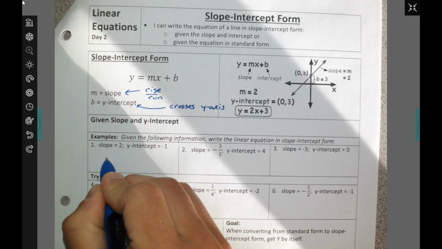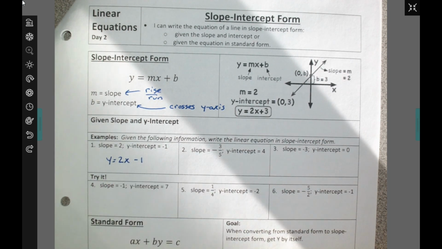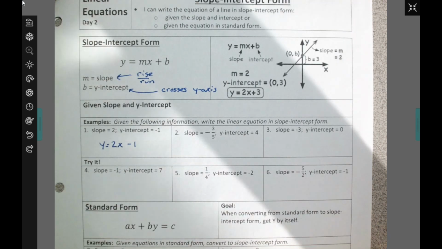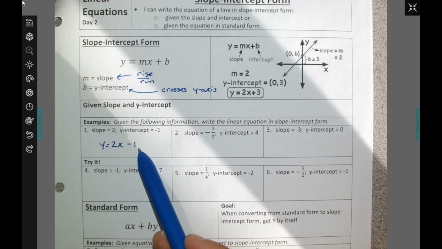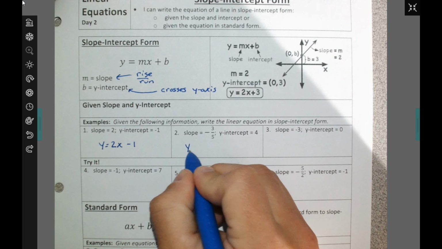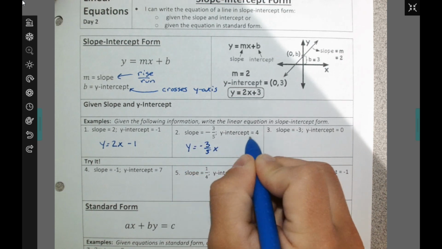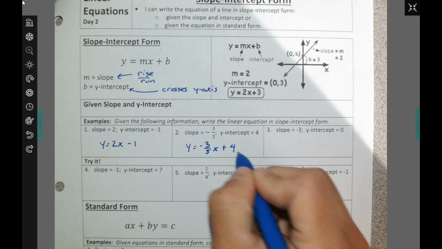So for this right here, it's just going to be y equals 2x minus 1. You have your y equals, the slope touches the x, the y-intercept is on the end. Number 2, it's going to be the same deal. You got y equals negative 3/5 x, y-intercept of 4, so plus 4 in the end.